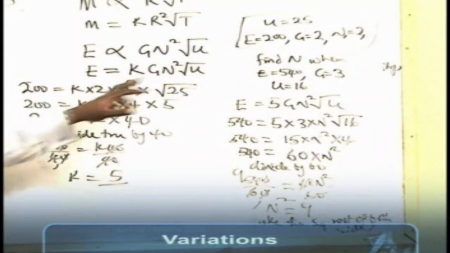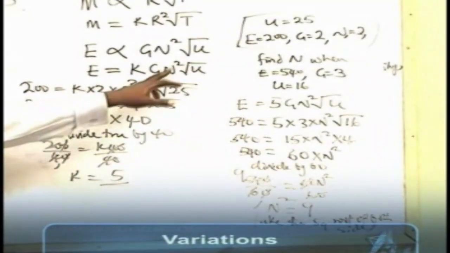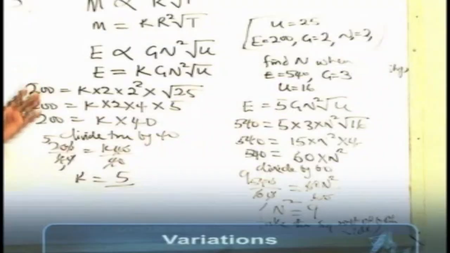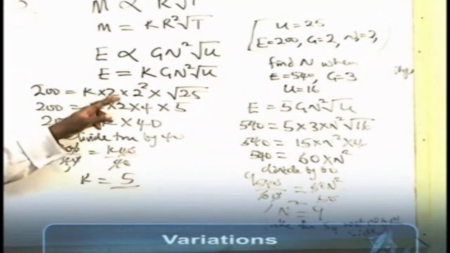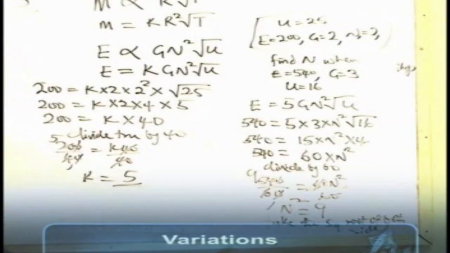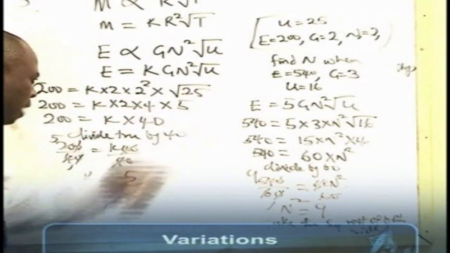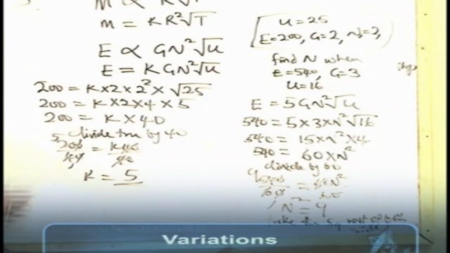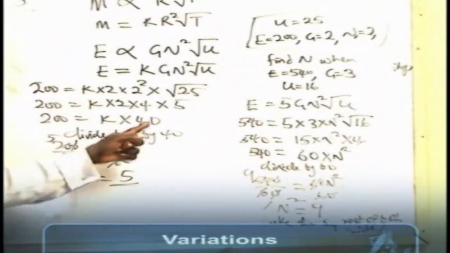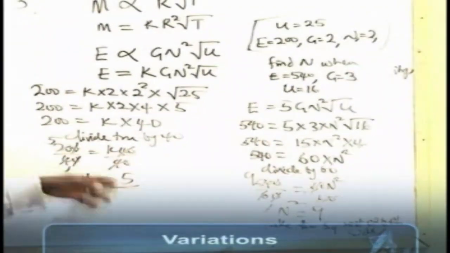G is 2, n is 2, and since it is n squared, we have 2 raised to power 2. U is 25, and then we have the square root of 25. The 200 is still 200, k is k all round. We have 2, then 2 squared becomes 4, square root of 25 becomes 5. We multiply 2, 4, and 5, and we got 40. Then you divide 200 by 40, which gives you 5. So k equals 5.